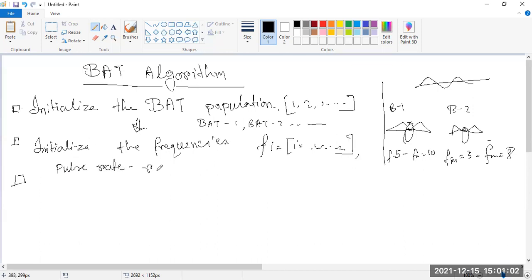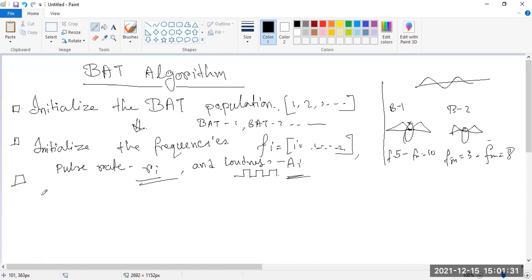Pulse rate, RI. Pulse rate means how much pulse it will be creating. And the loudness, and these are the secondary options. First we are going to the position, frequency, and our velocity. These are the main things.